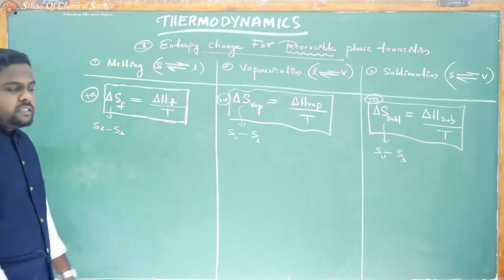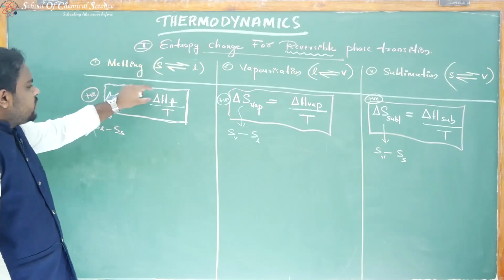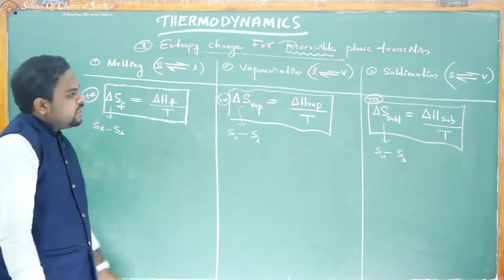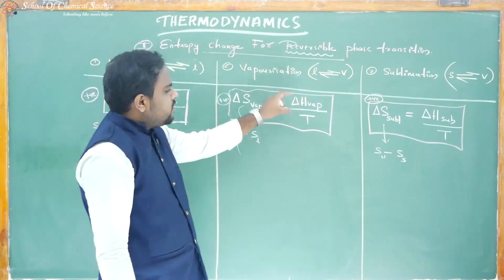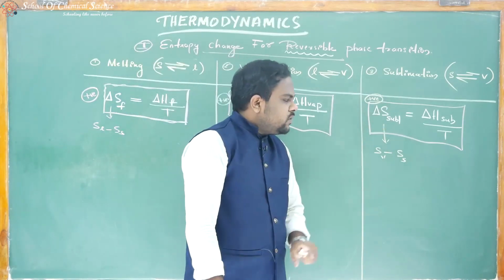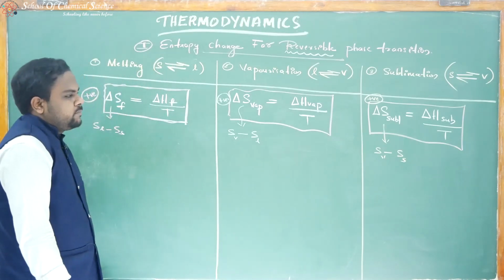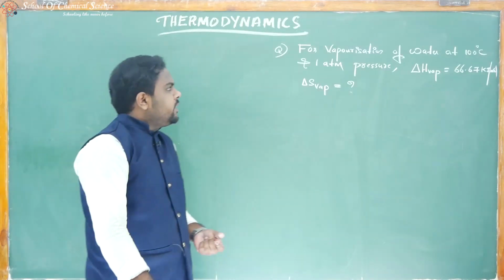In general, the entropy change of fusion is equal to delta H fusion divided by temperature, the entropy change of vaporization is equal to delta H vaporization divided by temperature, and the entropy change of sublimation is equal to delta H sublimation divided by temperature. So listen to a question.